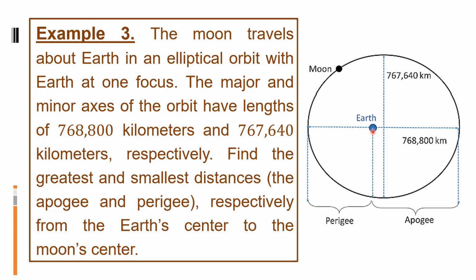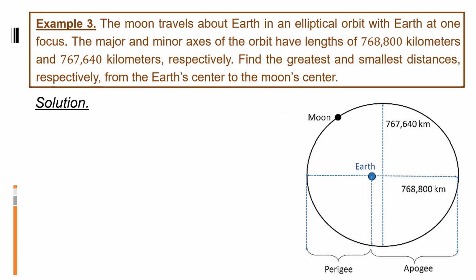So, yung Earth natin nasa focus, tapos itong Moon natin is at point kung saan nagtatravel siya. So, ang hinahanap natin dito is yung smallest distance from the Earth at syempre yung largest distance from the Earth. So, for our solution, we know that 2a is equal to 768,800. So, this means that a is 384,400. Kasi yung A natin, yun yung ating major axis.